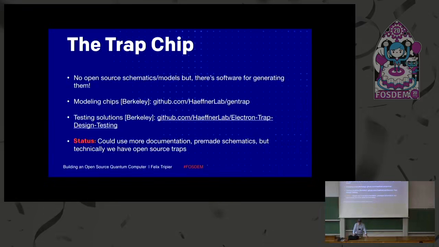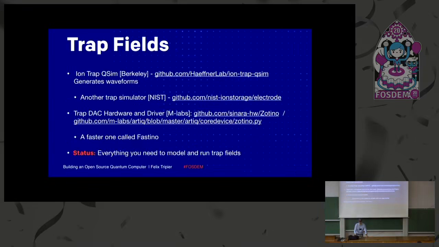I went through these repos, and they could definitely use a little more documentation. As I said before, some pre-made schematics and trap models would be good, but it's possible. We could maybe make our own open source trap chip.